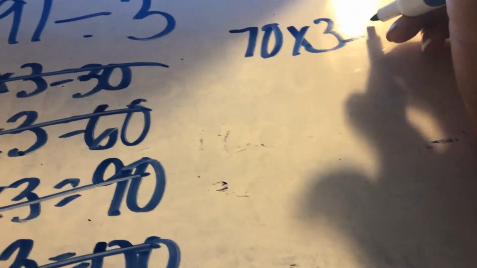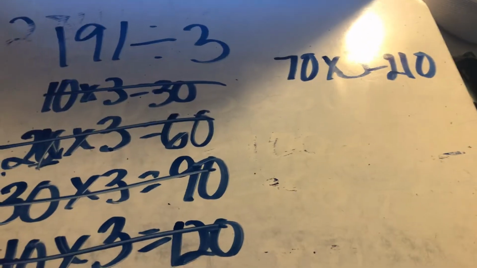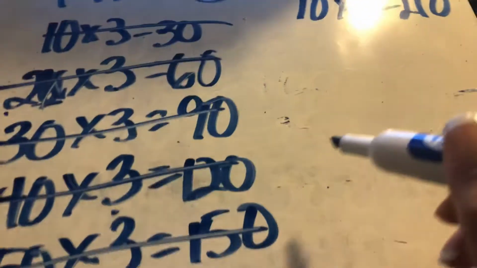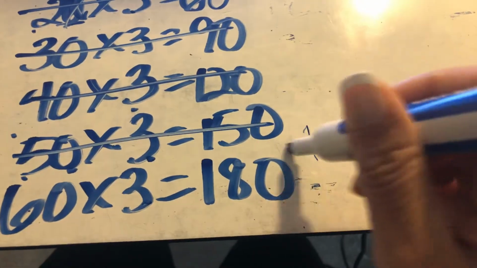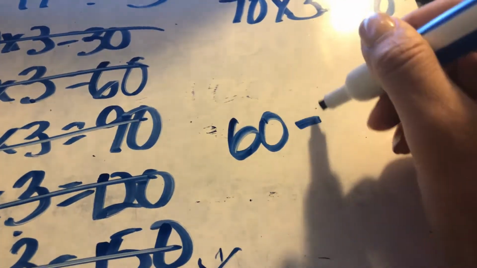Okay, 70 times 3 is going to be, 7 times 3 is 21. And add that 0 and it's 210. So have we gone over? Yes. So our answers are going to fall anywhere between 60 and 70. All right, so we need to list the multiples of 3 between 60 and 70.